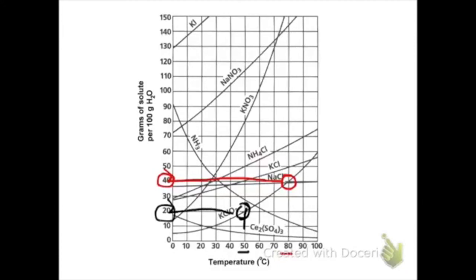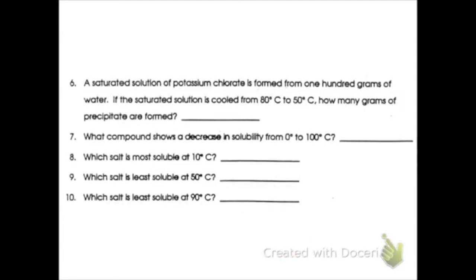So we could dissolve 40 grams at 80 degrees Celsius. We're cooling down our solution. At 50 degrees, we can only dissolve 20 grams. So what happens to that other 20 grams? That's the stuff that forms the precipitate. So we should get 40 minus 20, which is 20 grams of precipitate.